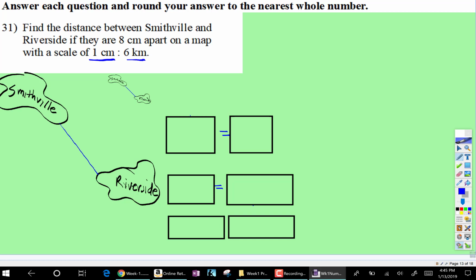This has to do with a map. Find the distance between Smithville, so here's the city of Smithville, and here's the city of Riverside. In real life, they're this far apart, but on a map, it might look like this. So find the distance between Smithville and Riverside if this line right there is only 8 centimeters apart on a map. But the scale is 1 centimeter on a map is proportional to 6 kilometers.